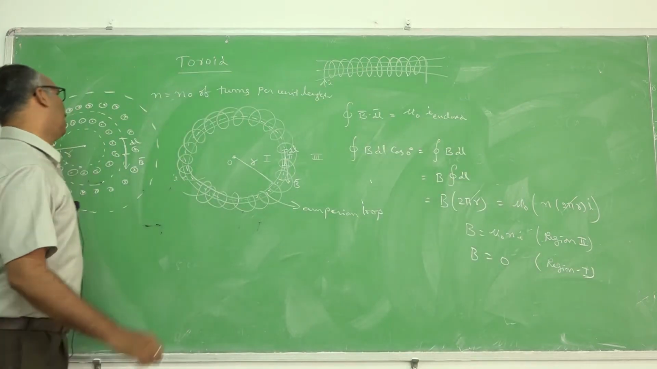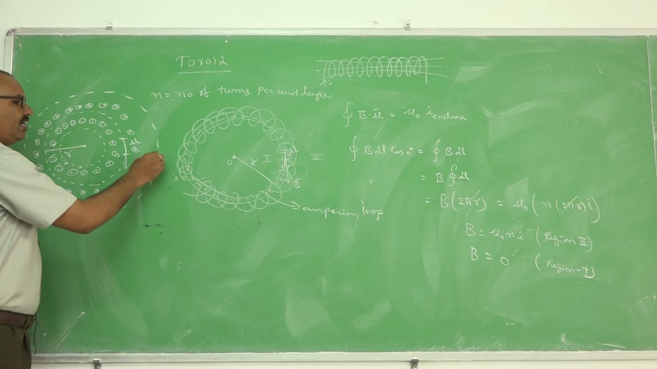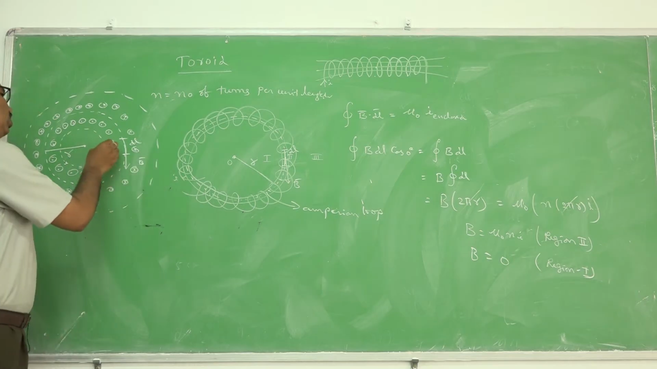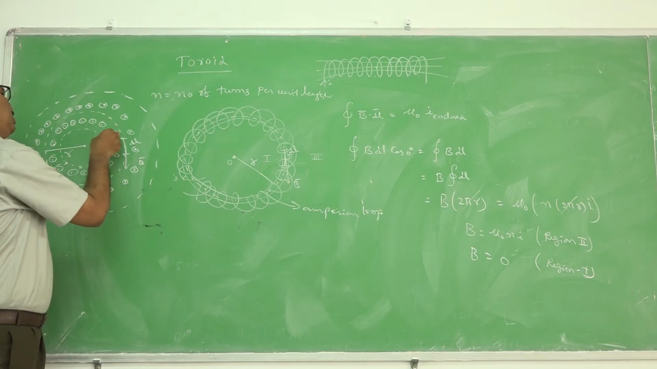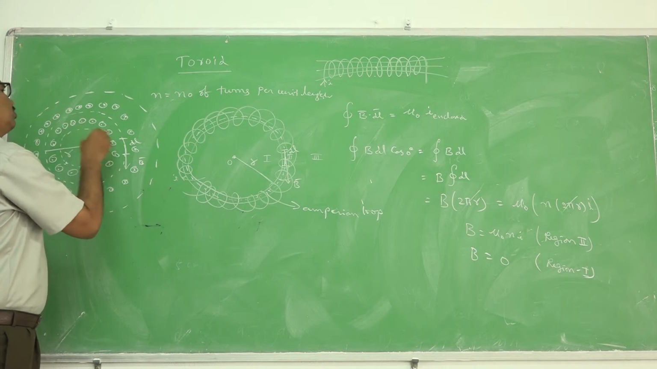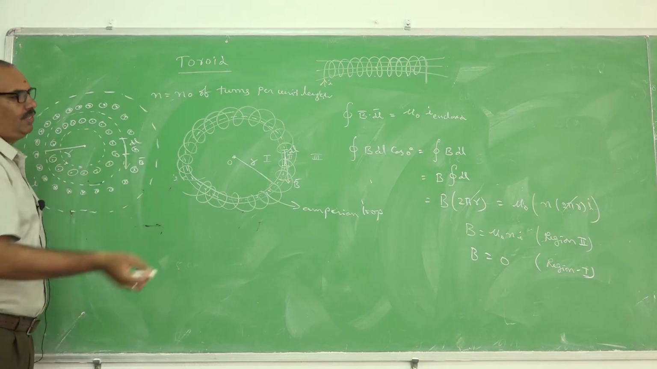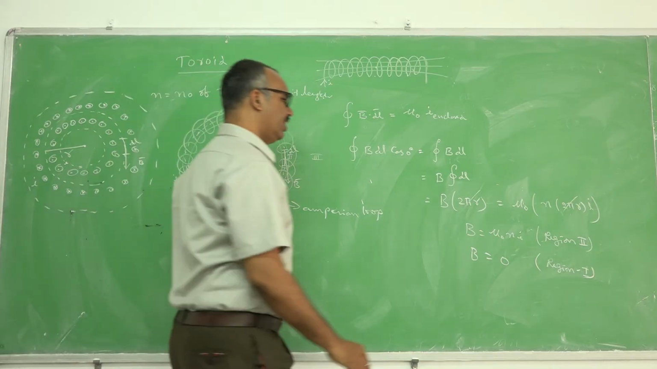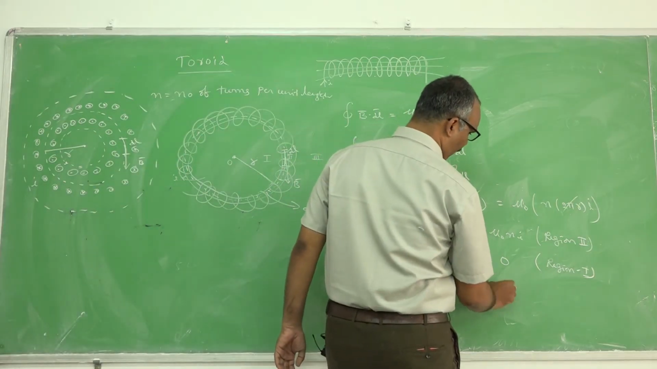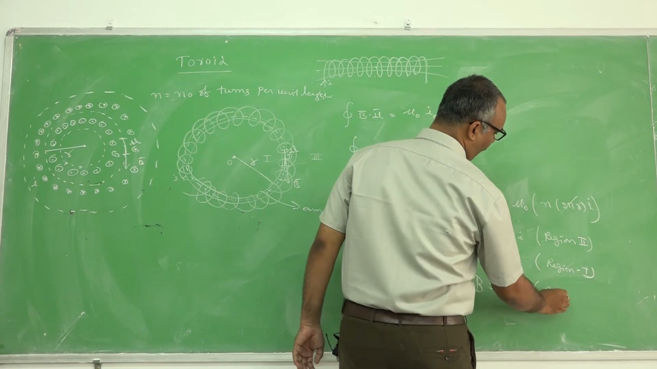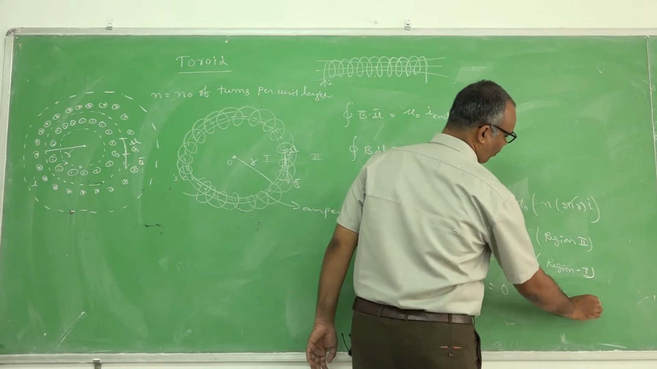Similarly, if I take the Amperian loop in region 3, whatever current is going into the paper, the same amount of current is coming out of the paper. Hence the net current inside this Amperian loop is 0. Hence again the magnetic field is 0 in region 3.